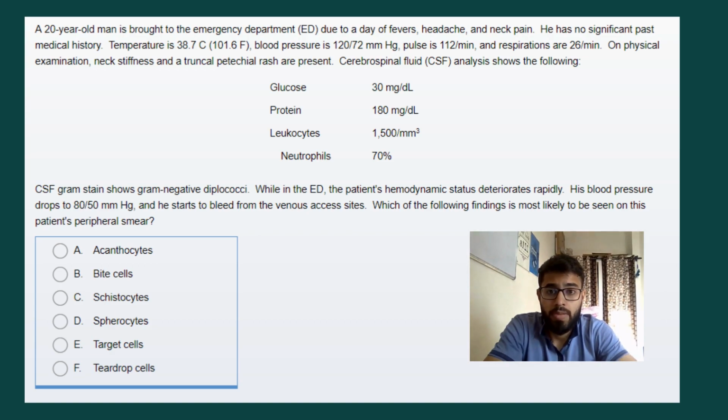And you have also been told that yes, CSF gram stain is showing a gram negative diplococci. And in the emergency department, they have told you that the hemodynamic status has deteriorated rapidly and his BP has been dropping and he's starting to bleed. And they have asked you which of the following findings is most likely to be seen in this patient. And yeah, you have six options.